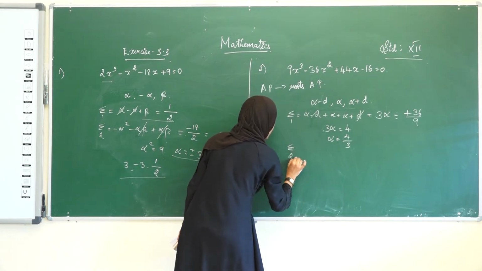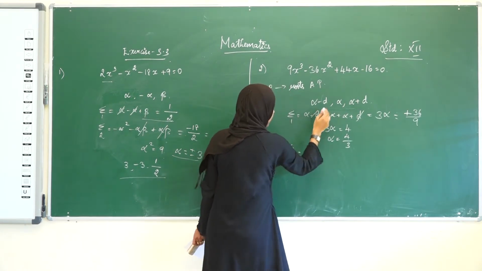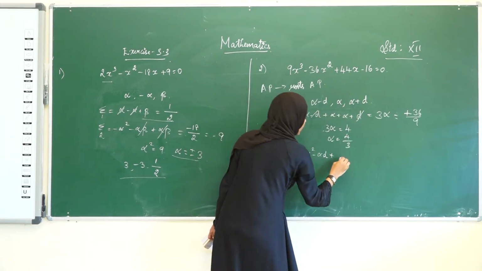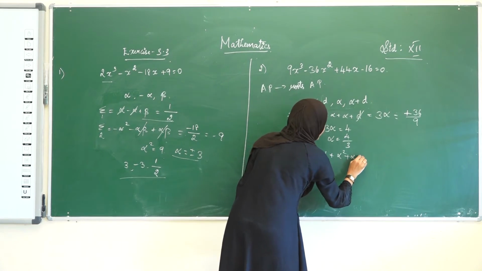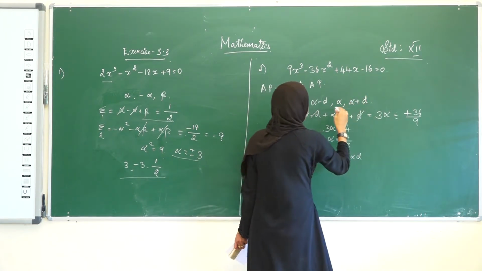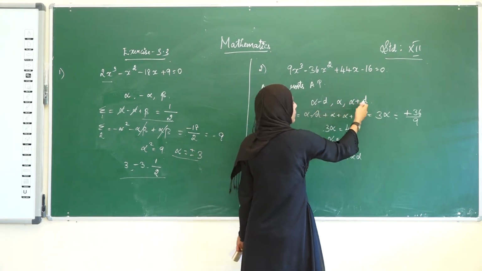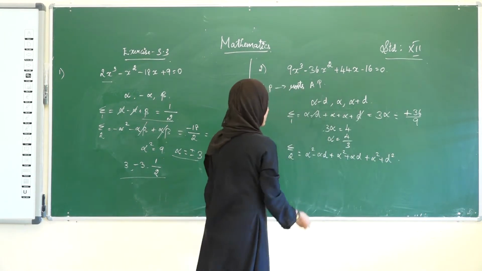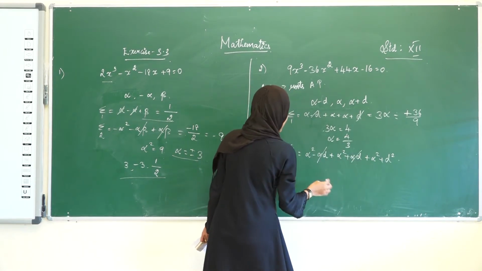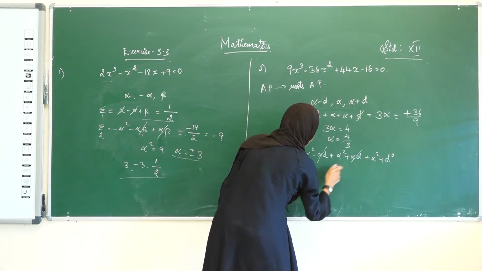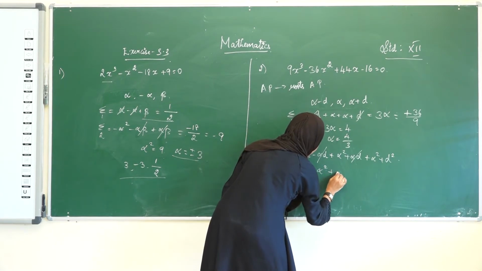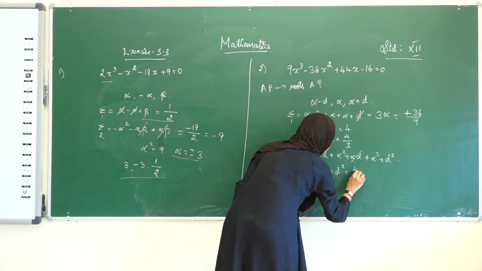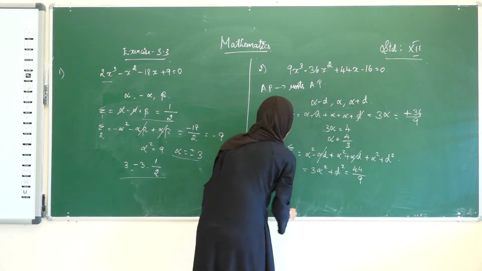Then summation 2. What's the value of summation 2? We are going to multiply this. Alpha square minus alpha d plus, and this one is alpha square plus alpha d, and then these two terms, that is alpha minus d into alpha plus d is alpha square plus d square. See, minus alpha d and plus alpha d get cancelled. Therefore, here it is 3 alpha square plus d square is equal to 44 divided by 9. Let it be as it is.